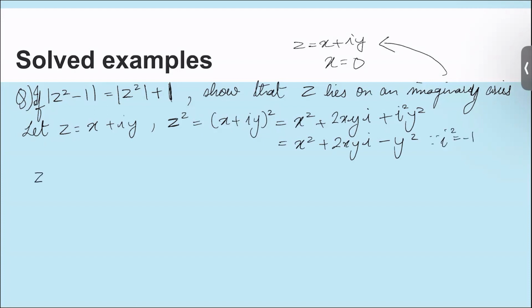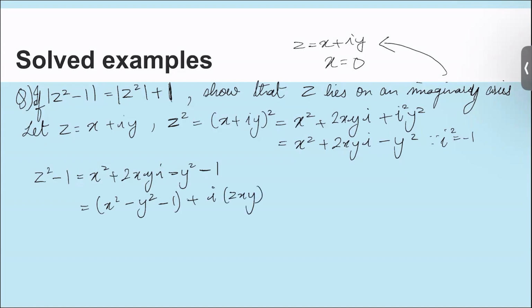Now we can write z squared minus 1 is equal to x squared plus 2xyi minus y squared minus 1. Okay, and if you bring all the x terms and the y terms to one side, plus i times 2xy, you can have all the real terms on one side and the imaginary term on the other side. Okay, now we have to find the modulus of this.